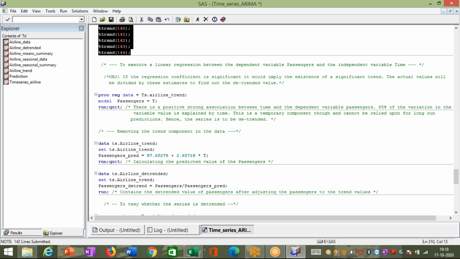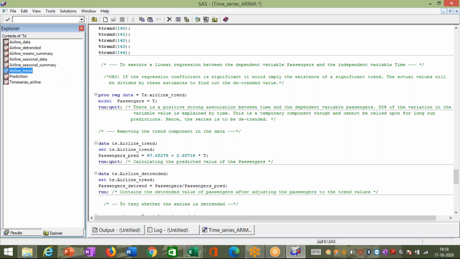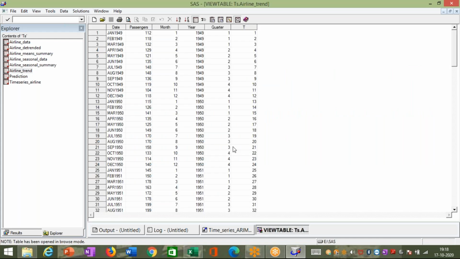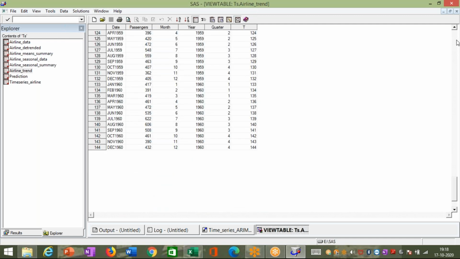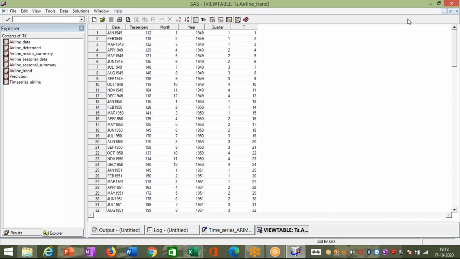So over here, I have created this data set, airlines trend, which has all the observations and the corresponding time points to it. Now I have two series over here: one is the YT series, which is the passenger series, and I have the time series, the time point.